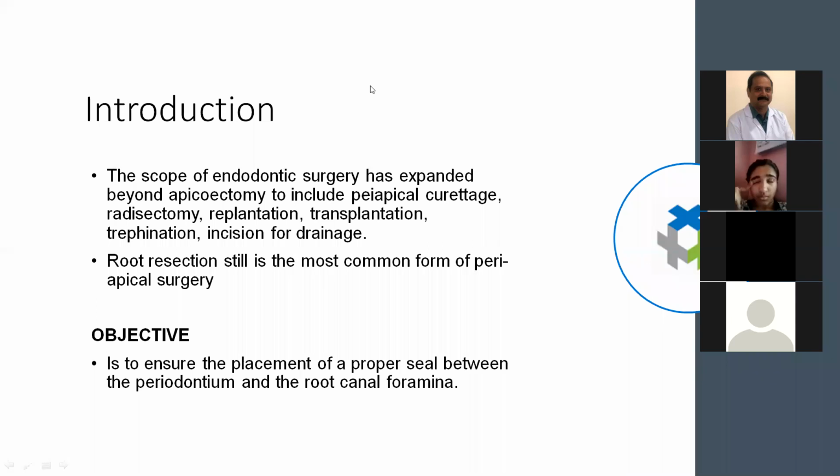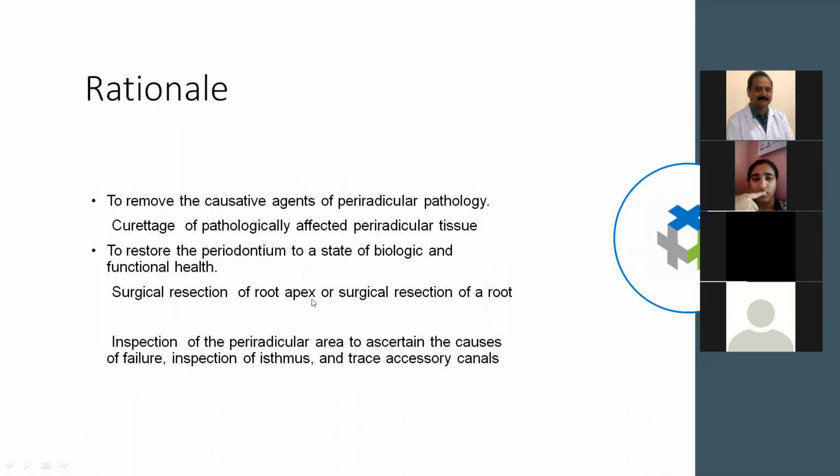So root resection or periapical surgery is the commonest surgery because periapical cyst is the commonest lesion. The objective is to ensure the placement of a proper seal between the periodontium and the root canal foramina. As we all know, the rationale is to remove the causative agents.